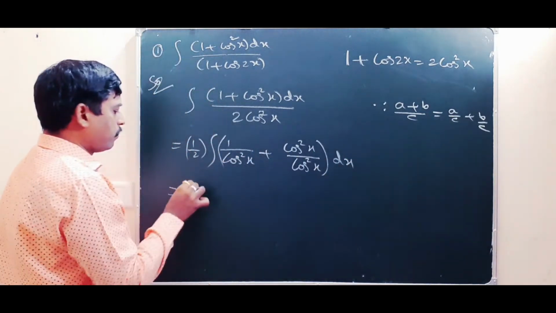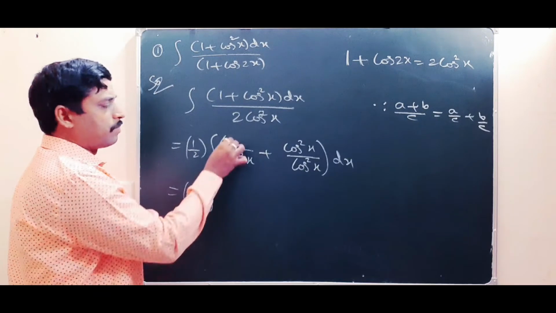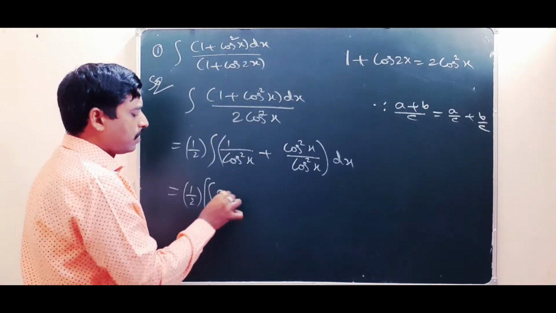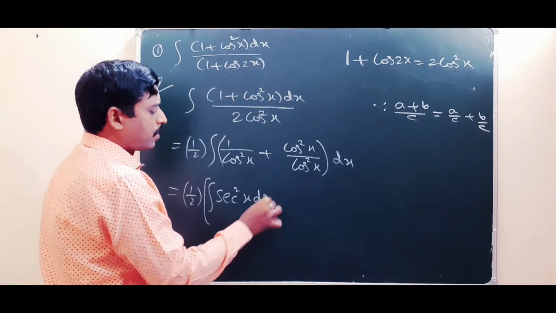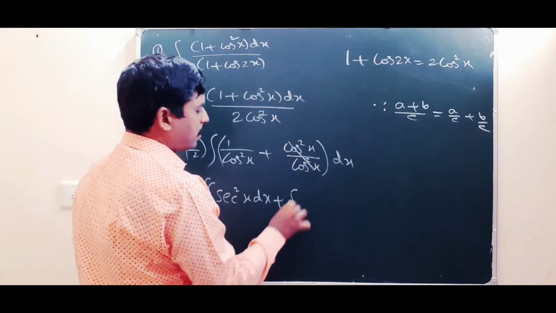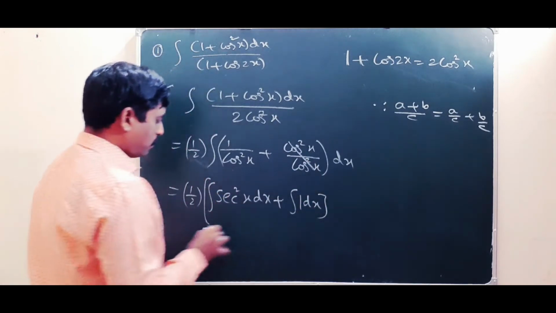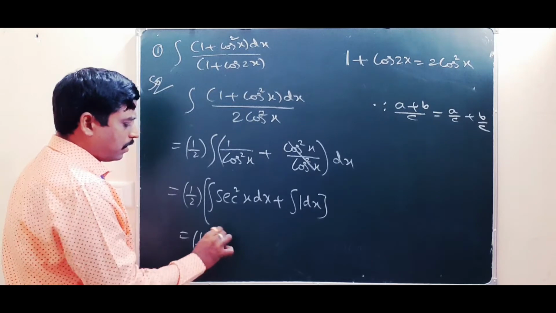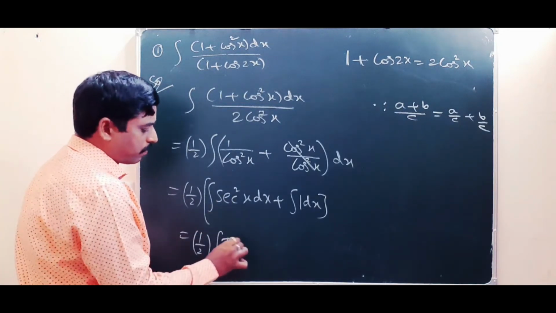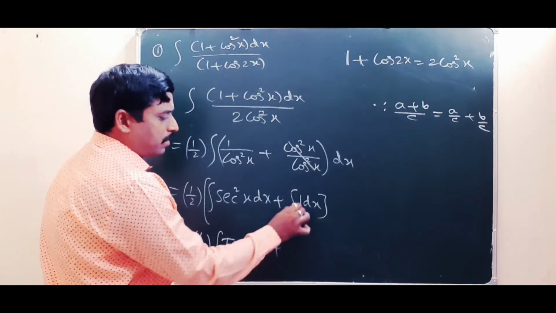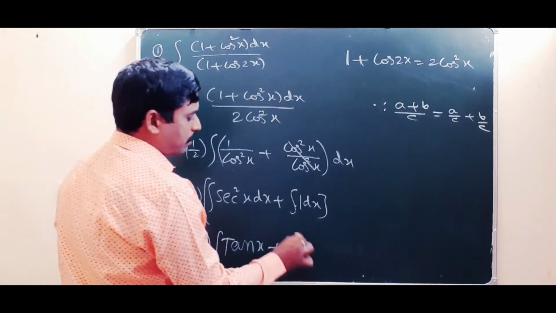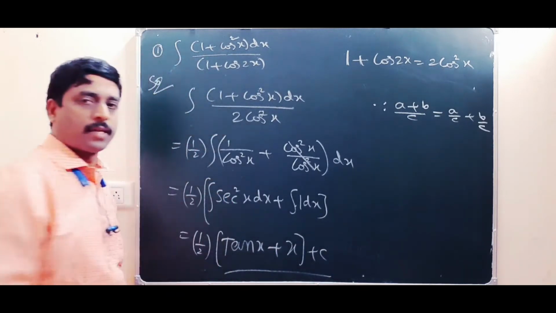Now this is going to be 1 by 2 times the integral of 1 by cos square x, which is secant square x, plus cos square x by cos square x gets cancelled, giving 1, dx. This is going to be the integral of secant square x, which is tan x, plus the integral of 1 dx, which is x, plus c. This is the answer.